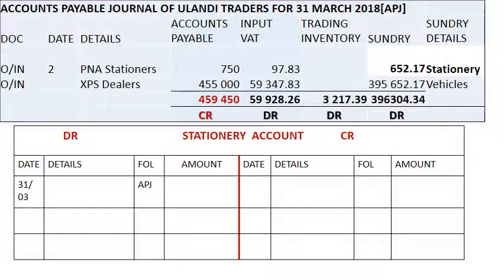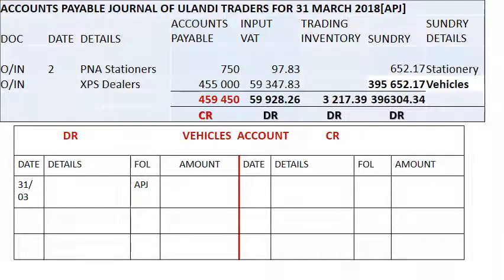In the sundry detail column, we will start with stationery. We take it to the stationery account in the ledger on the debit side. It's at the end of March. Details, accounts payable. Folio, APJ. Amount as calculated in the journal.